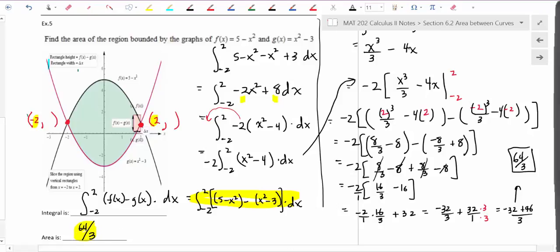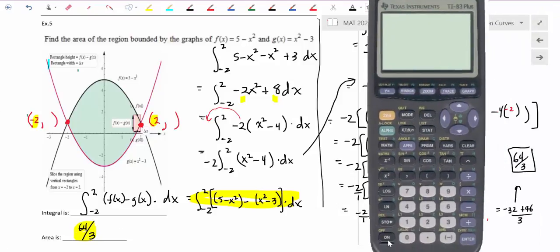So I'm going to show you a couple of ways to do this. Just with a TI, one thing you can do is graph, and I'm not going to do the original graph. I'm just going to check this integral. So I'm going to put this function in my calculator. This is what we ultimately integrated, 5 minus x squared minus 3.